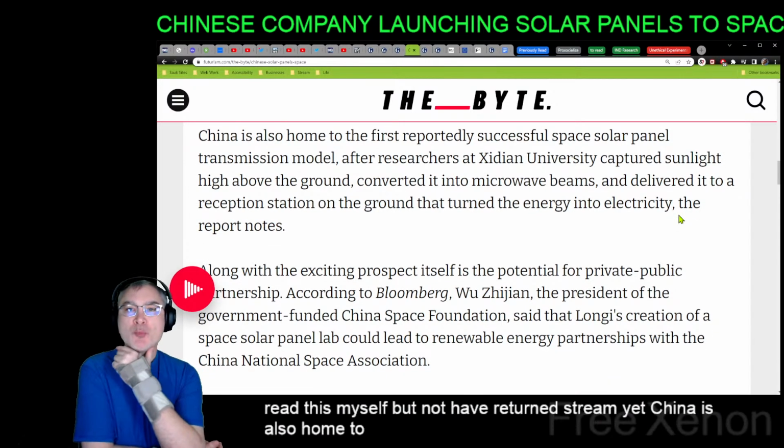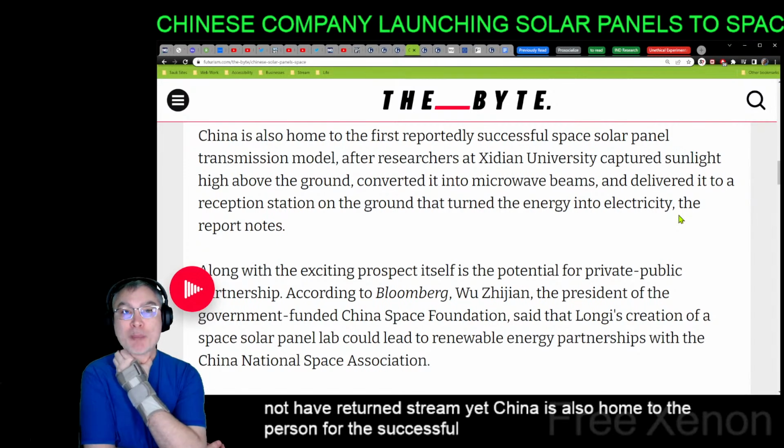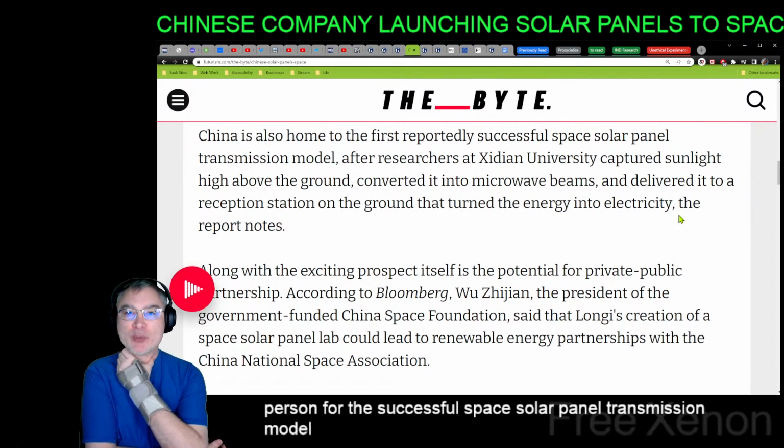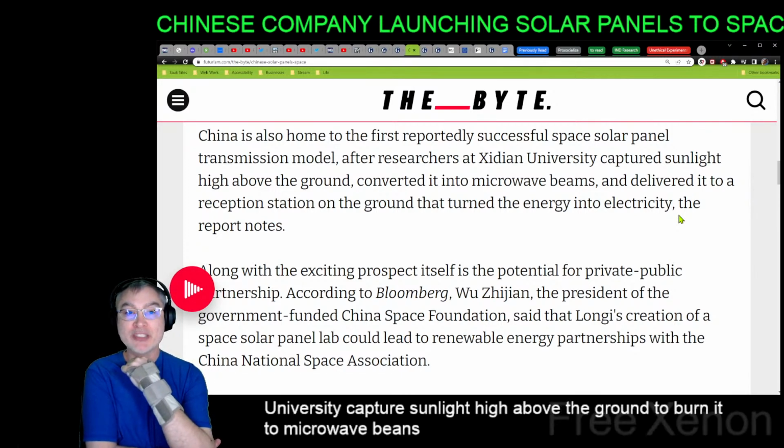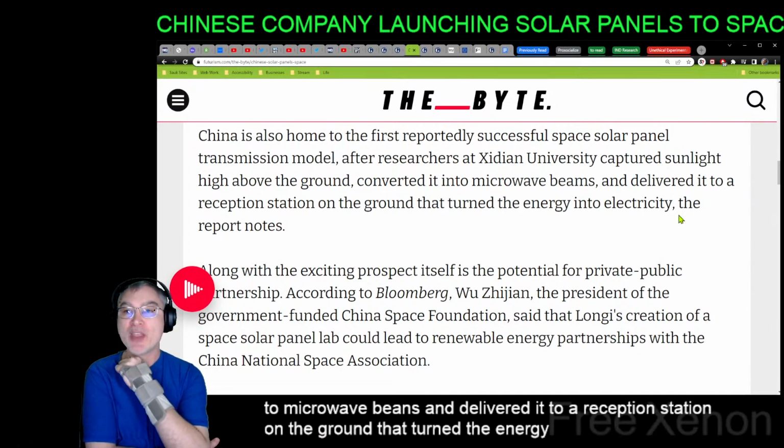China is also home to the first reportedly successful space solar panel transmission model, after researchers in Zhejiang University captured sunlight high above the ground, converted it to microwave beams, and delivered it to a reception station on the ground that turned the energy into electricity, the report notes.